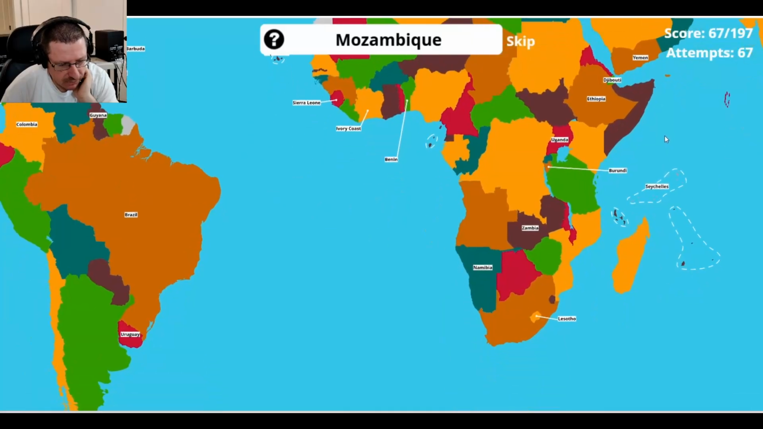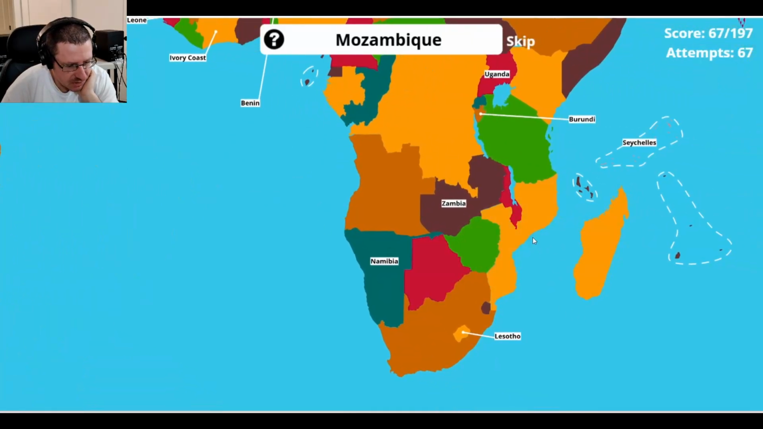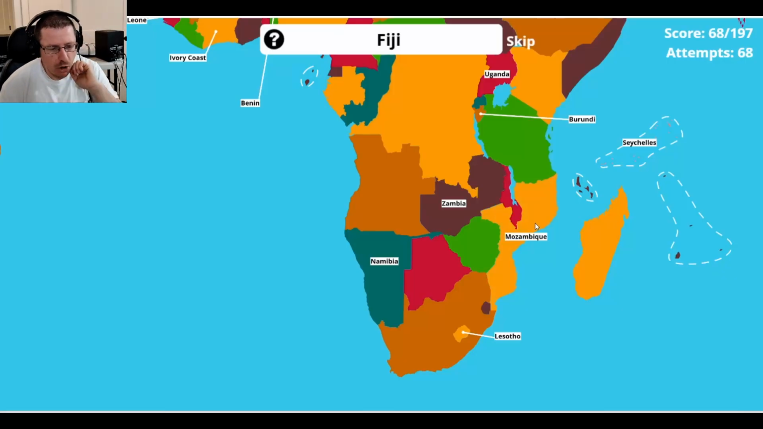Mozambique, right down here. Not only is it fun to say, Mozambique, it's known for its prawns and lobsters, but also the largest ruby in the world was found there. It was like 55 carats. It's worth like 30 million or something like that. Yeah, Mozambique.